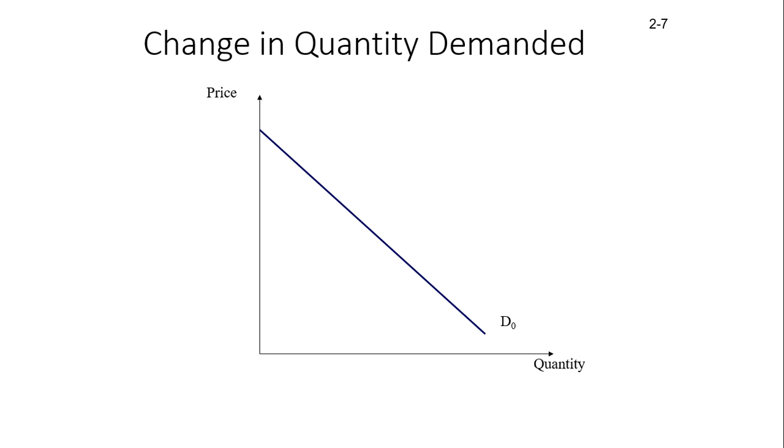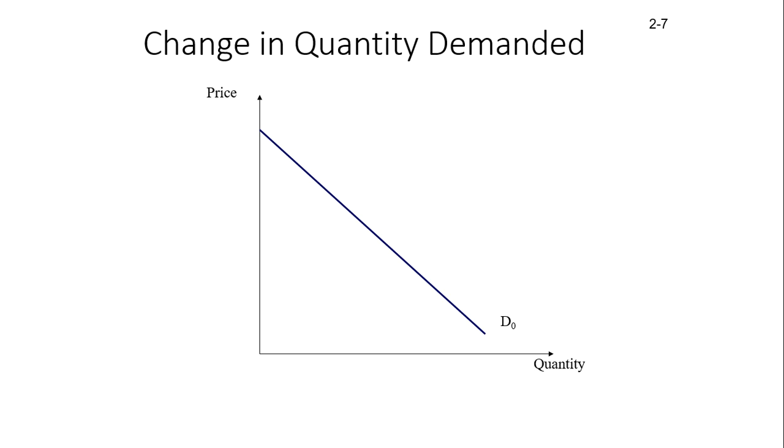So the first statement was, if my memory serves me well, there's a difference between a change in quantity demanded and a change in demand. The second statement is a change in quantity demanded involves a movement along a given demand curve. The third statement is a change in demand involves a total shift of the demand curve.